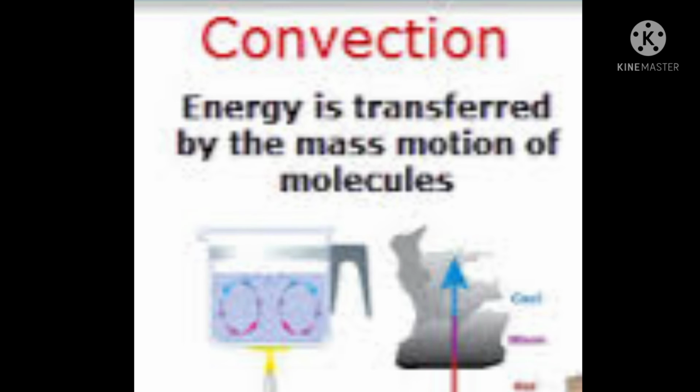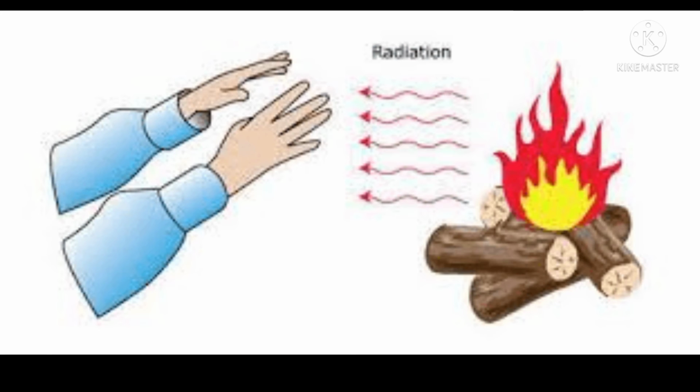Convection is the transfer of heat from one place to another by the movements of fluids. For example, when a pot of water is heated, water begins to rise. As the water rises, cold water goes down. The process is repeated until all the water has the same temperature.